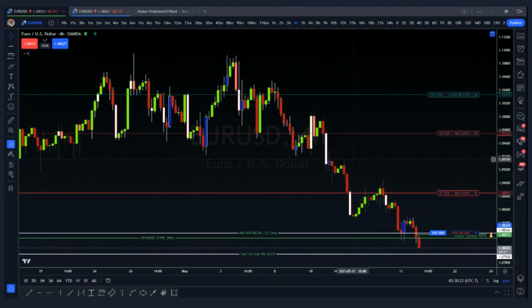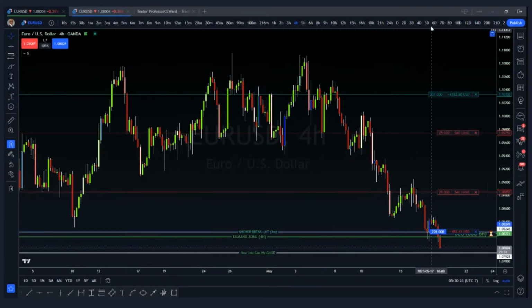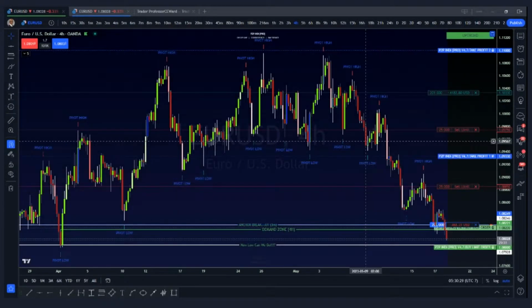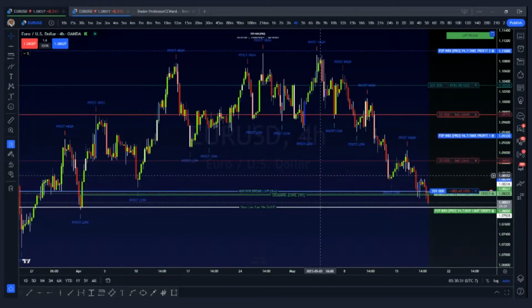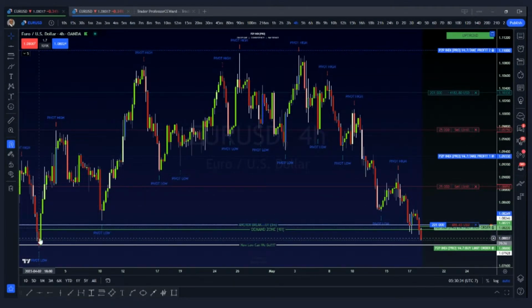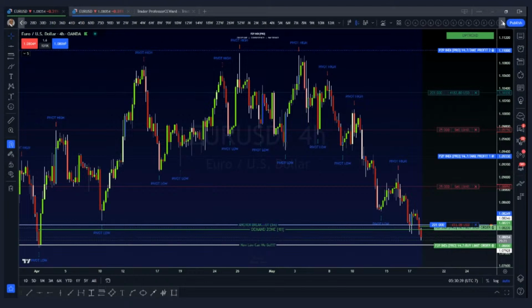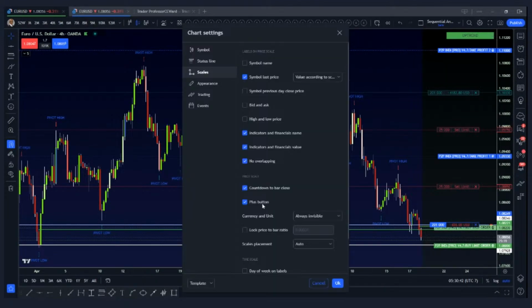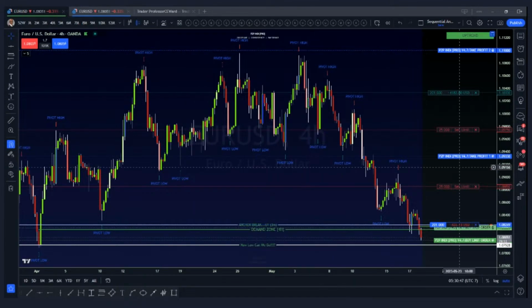Let's go to the 4 hour. Triggered our buy order. It is now deeper in our demand zone. All right, so both of our orders have been triggered. So both buy stop and buy limit order have been triggered based on a short.